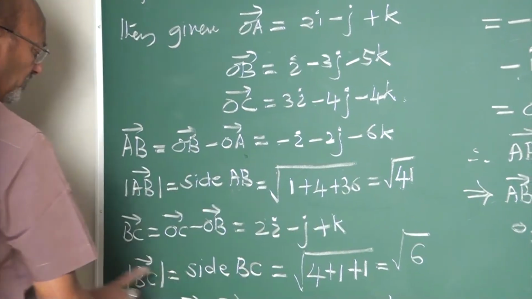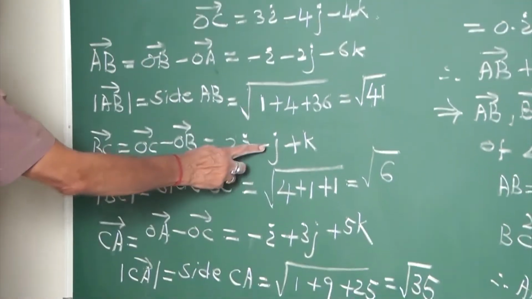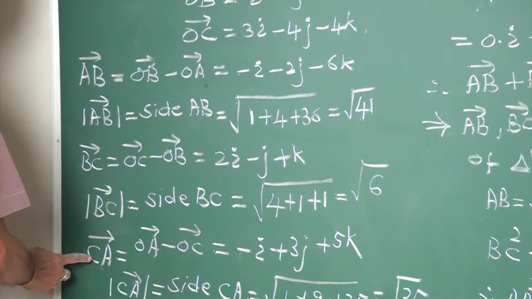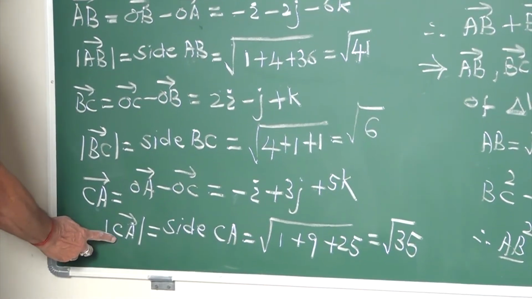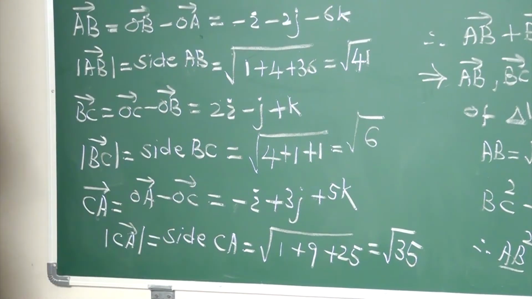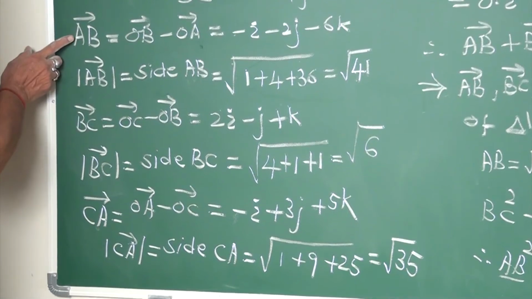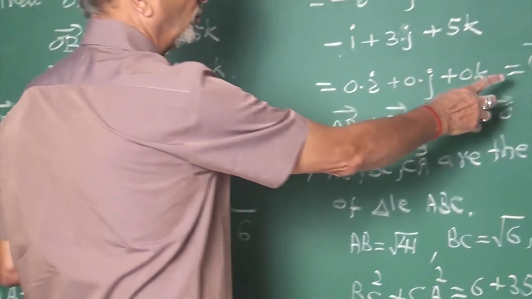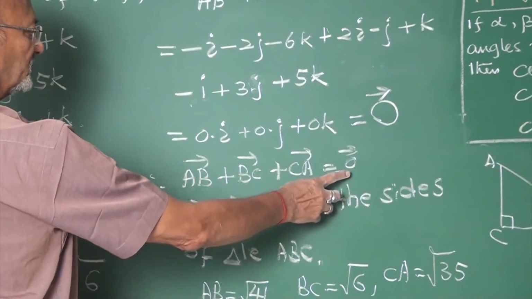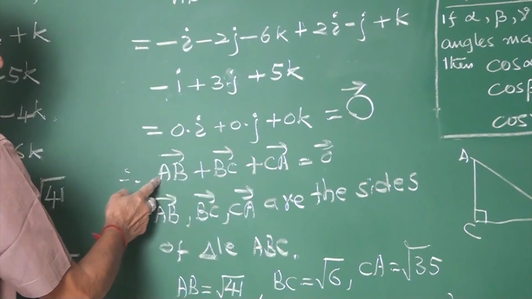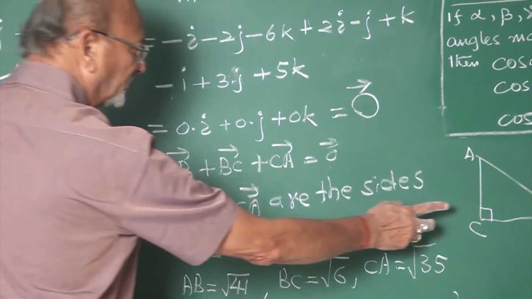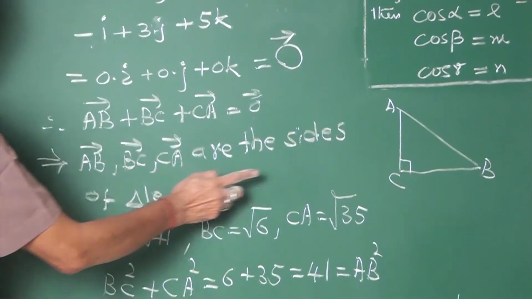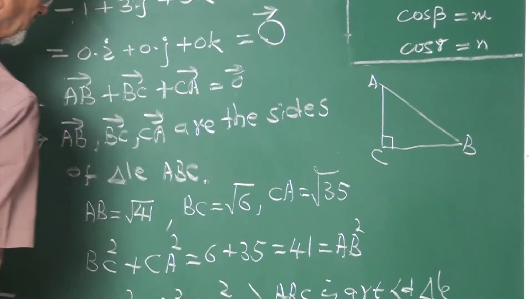40 plus 1. Vector BC is OC minus OB. The magnitude of BC, side BC, is root 6. Similarly, vector CA, side CA, is root 35. First, you have to show that the sum of the vectors is 0. If the sum of the vectors is a zero vector, then these 3 vectors represent the sides of a triangle. So now, AB, BC, CA represent the sides of the triangle ABC.